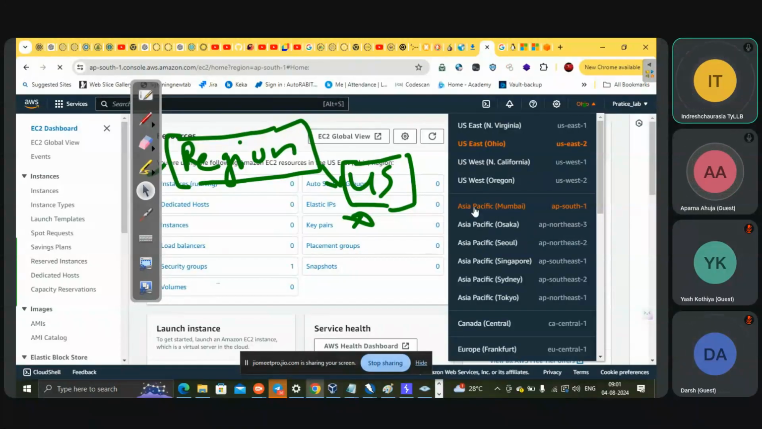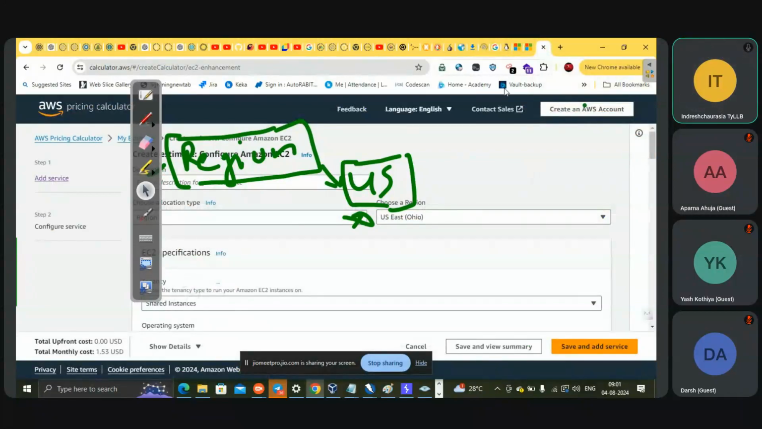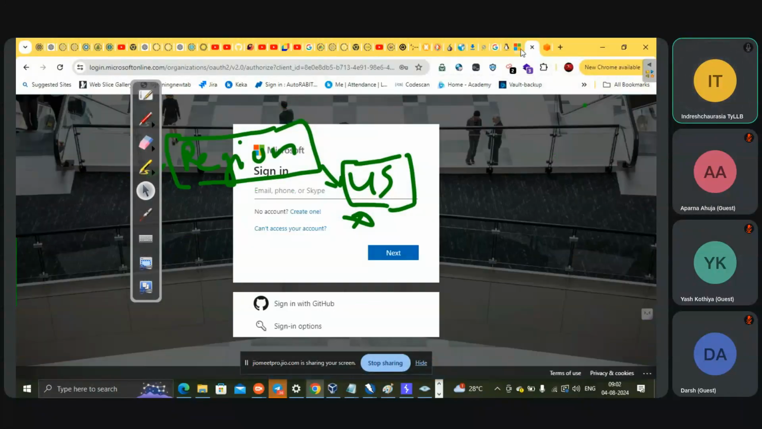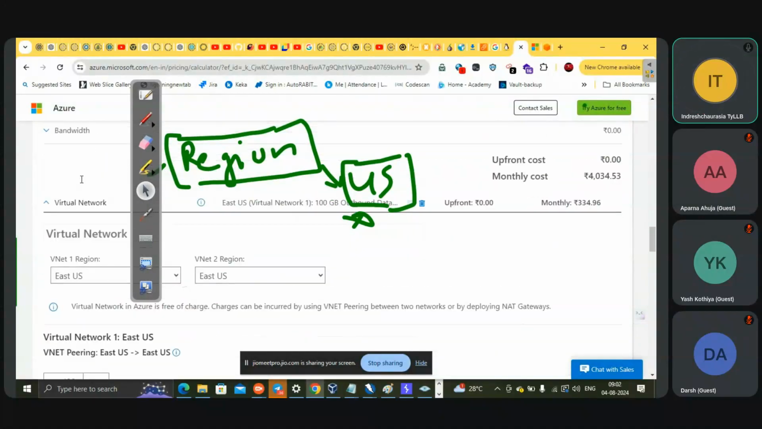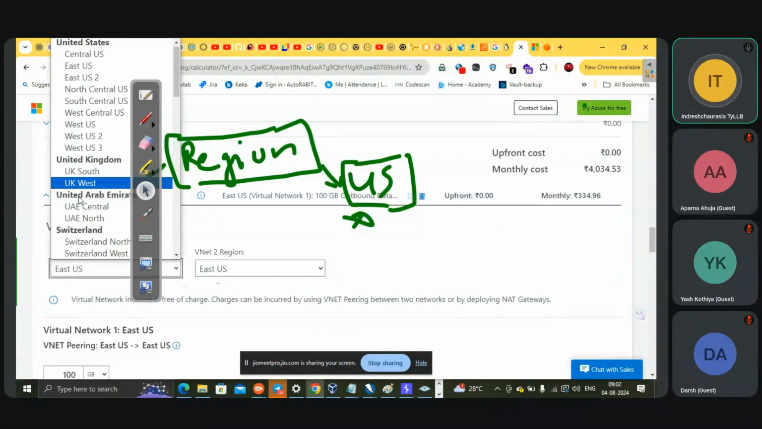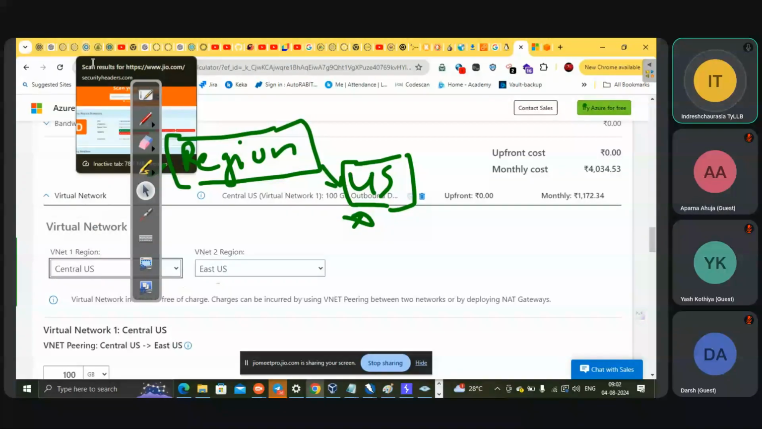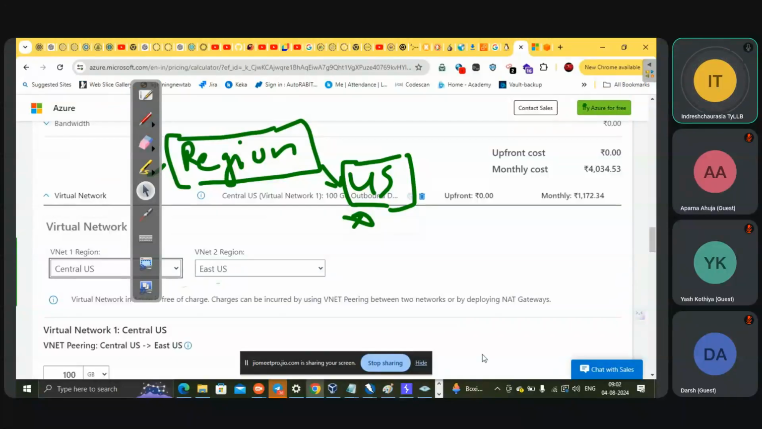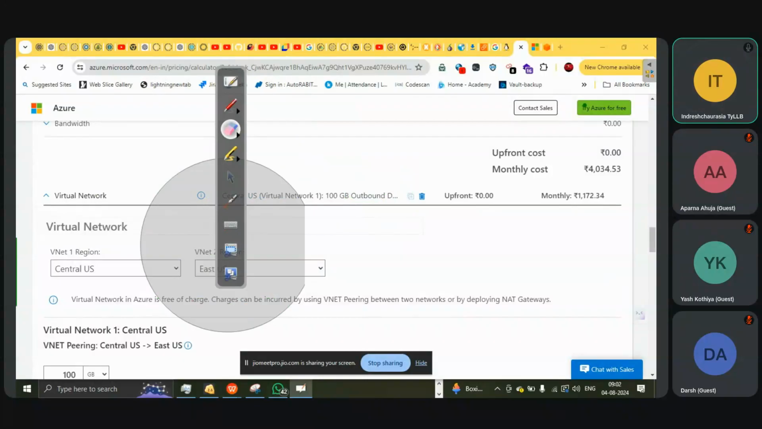If I select Mumbai, it's a simple way. In the same way, in Azure also there is a region. See here, if we go here, there is a region, right? If I'm selecting US, I will select a US region, a Central US, like this way. So this way the legal issue problem is getting resolved. Yeah, so this is the way.